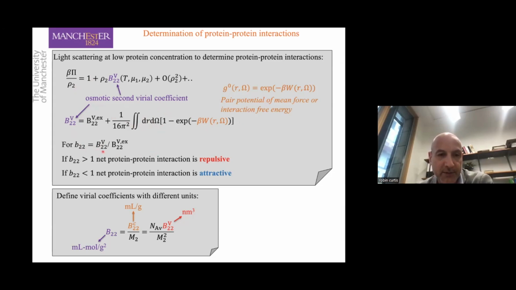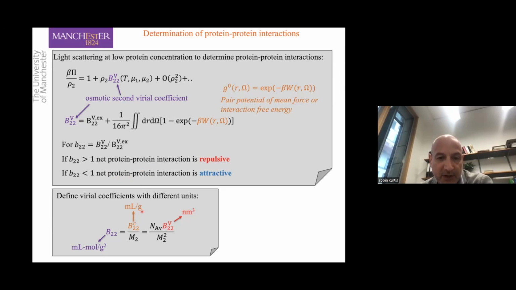Usually we report it in terms of reduced form, which is the measured virial coefficient over this excluded volume contribution. If it's greater than 1, then we say the net interaction is repulsive. If it's less than 1, then you know that you must have some attractive contributions to the virial coefficient, because the virial coefficient is less than the excluded volume contribution, which exists in all systems.